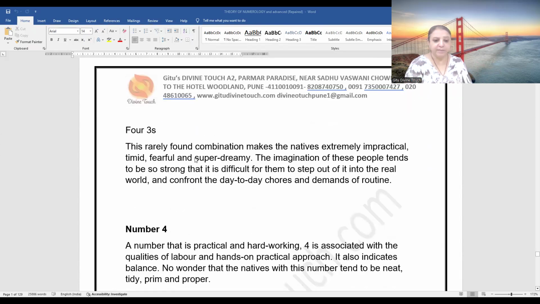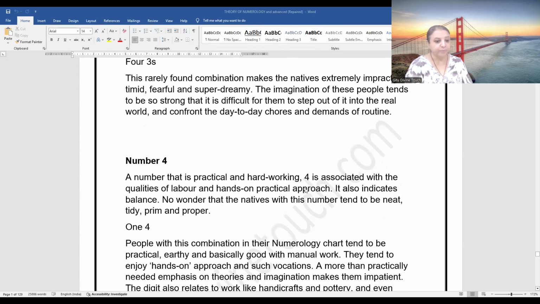4 3s, a rarely found combination, makes the native extremely impractical, timid, fearful, super dreamy. The imagination of these people tends to be so strong that it's difficult for them to step out of it into the real world and confront the day-to-day course and demands of routine.